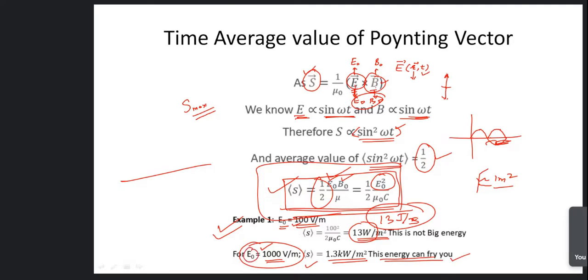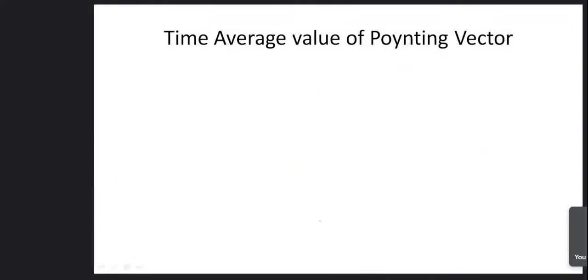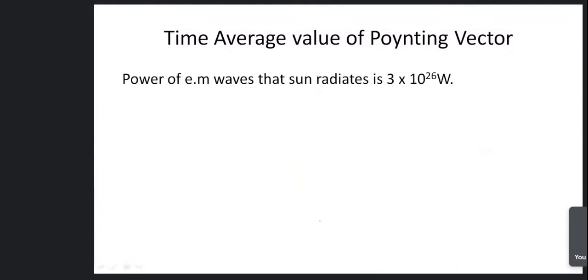But again, what is the concept? We are choosing E naught, but it is not E naught, it is average, and it is not always perpendicular. This value comes when the electromagnetic wave is perpendicular to the surface. Otherwise, if it is not perpendicular, making some theta angle with the normal, then you have to find the component of that electromagnetic wave, and it gets reduced. So that's why it is not that harmful.